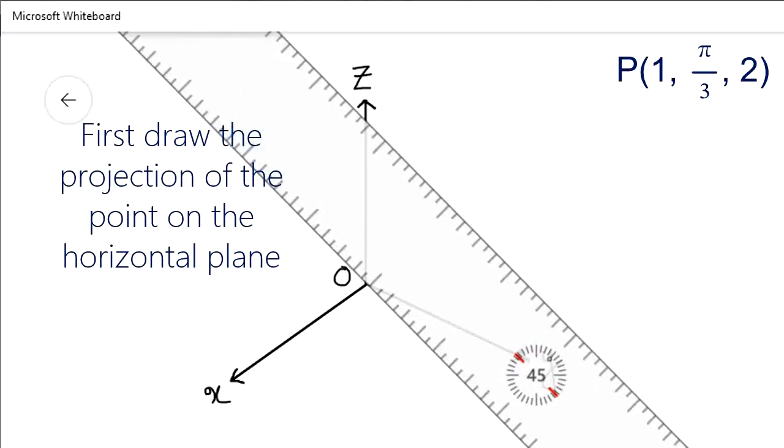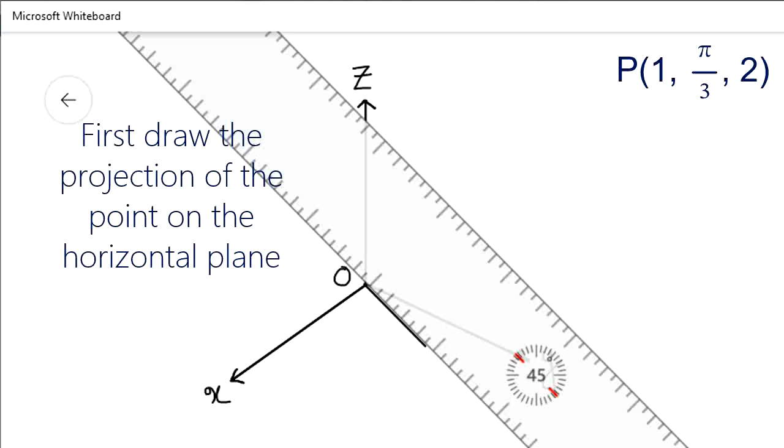So let's take a scale and place it. Now the question is how we have to draw this 1 unit line from origin. We have to draw it in such a way that it makes an angle phi with x-axis. So we will draw this 1 unit line, or better, draw it with a dotted line.